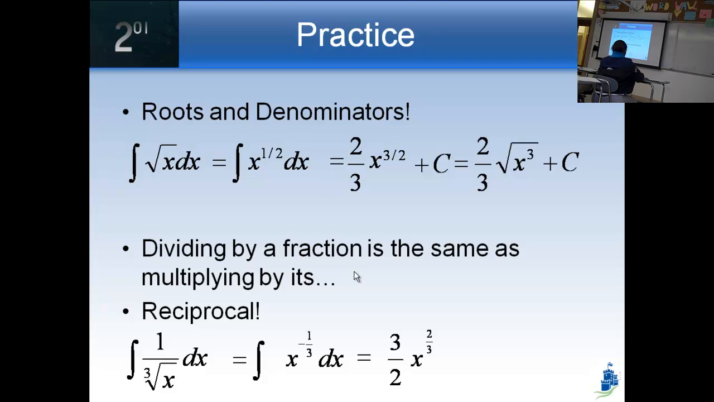And we're not done because we need a plus c. And then if you wanted to rewrite that, it would look like that, right? The 2 becomes the exponent, and the 3 becomes the cube root. How do we feel about all this? Okay?